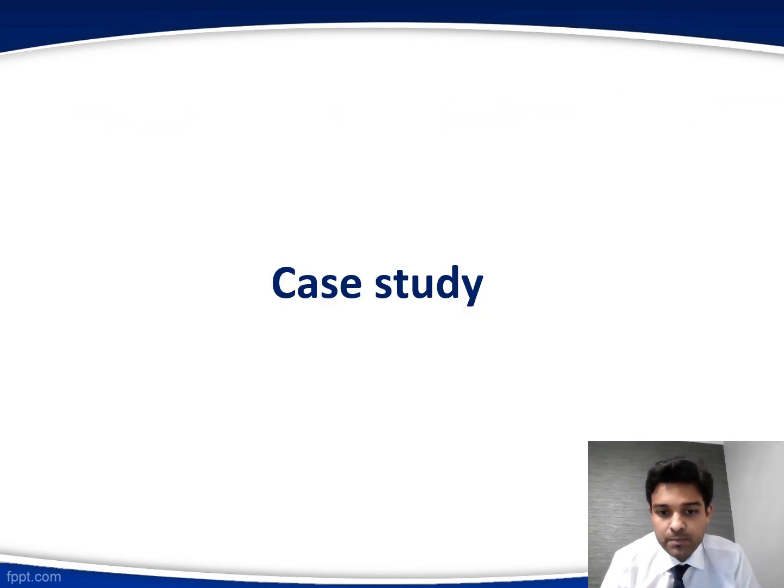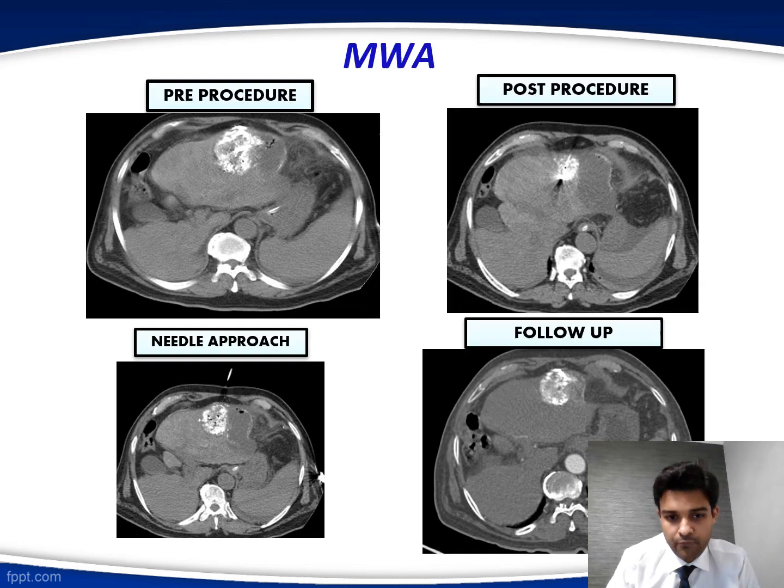I would like to show you some case studies right now, which will show the effectiveness of both microwave as well as RFA when it comes to liver lesions and lung lesions and tumors, etc. First case study is for a patient that underwent microwave ablation for hepatocellular carcinoma.